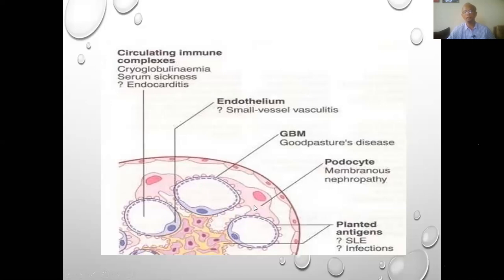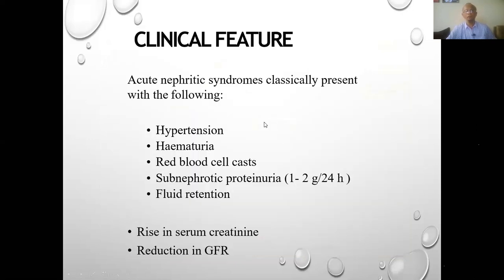And there is membranous nephropathy. You will get thickening of the membrane, and there is also effacement of the podocytes. And there is antigen-antibody deposition in the membrane, as in SLE and also in some infections. So what about the clinical picture?